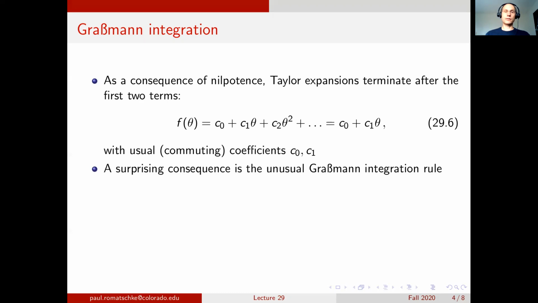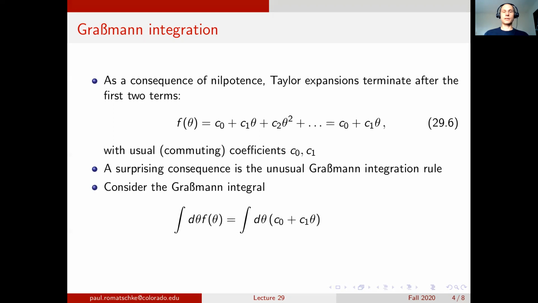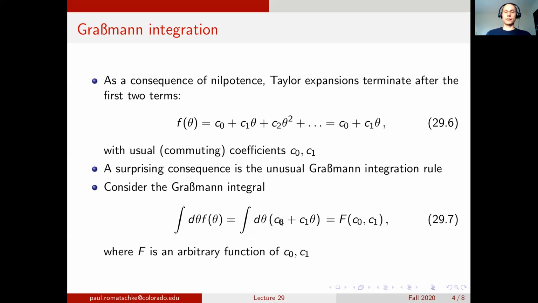A surprising consequence of the nilpotence will be the somewhat unusual integration rule for Graßmann numbers, which we'll come to. In particular, consider the Graßmann integral dθ of f of θ, which, because of the Taylor expansion, is equal to the integral over dθ of the Taylor expansion up to linear order in θ. We can write this integral in terms of its result. The result has to be a function of the variables c0 and c1, and we'll come to the form of this function in a moment.